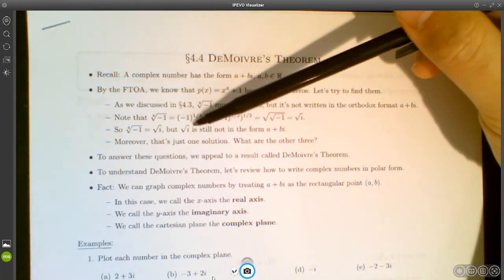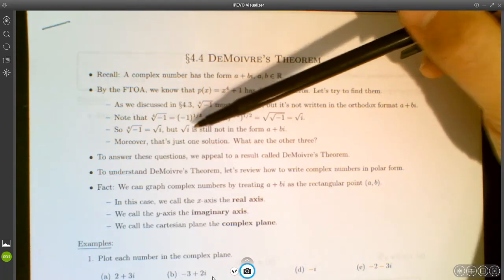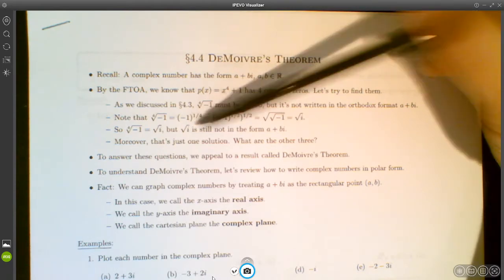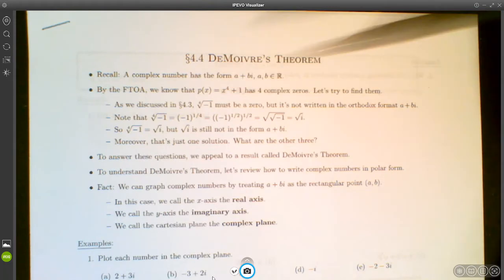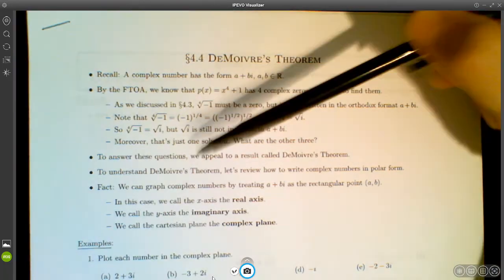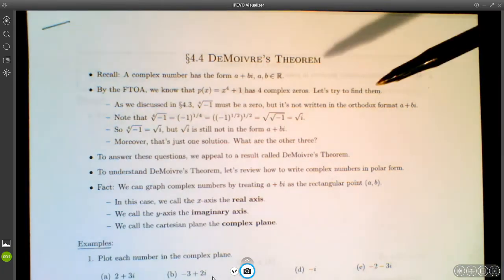So in other words, we still haven't even shown that this is a complex number. And the other problem is that this would only be one solution. What about the other 3? There should be 4 of them, right? There should be 4 solutions. So to answer these questions, we appeal to a result called de Moivre's theorem.